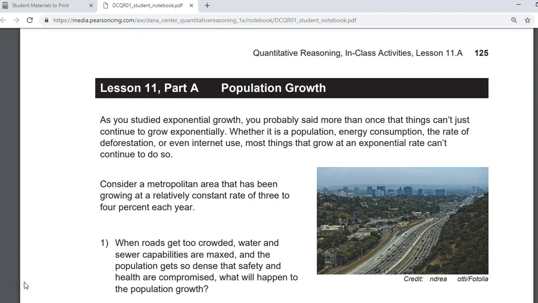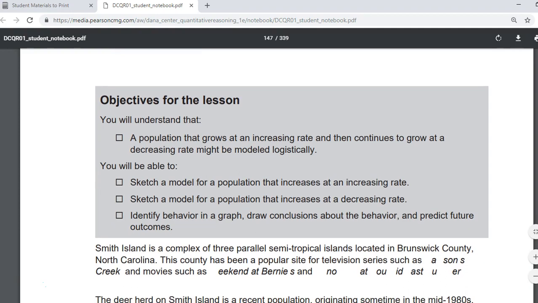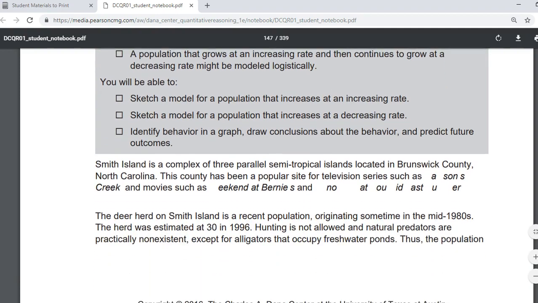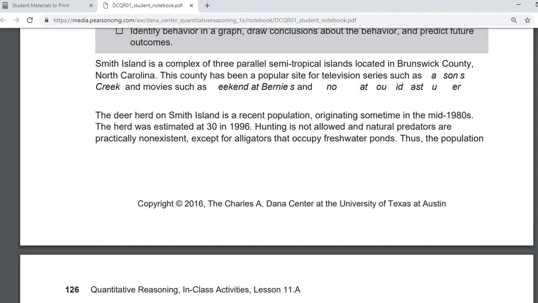Not only did we talk about testing for linear and testing for exponential, we then found out the rabbit population cannot continue to grow forever exponentially. Something else must be going on. And that's when we moved into lesson 11, and we started talking about, as you see on the objectives, that a population can grow at an increasing rate and then at a decreasing rate, and it might be modeling a logistic curve. The curve is going to start off slowly, then increase rapidly, and then slow back down as it gets close to the carrying capacity.